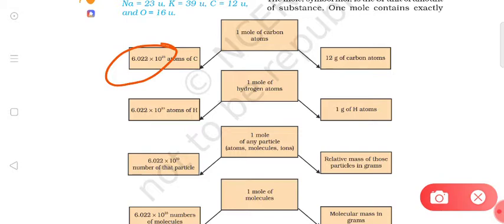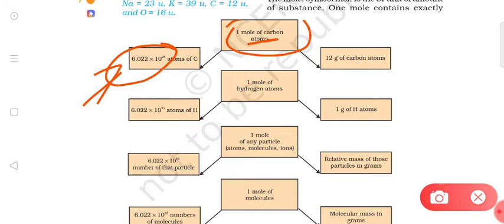So for example, when we are talking about 1 mole of carbon, right, then it means 1 mole of carbon atoms, because carbon exists in the form of atoms. And this amount, 1 mole amount of carbon, will contain 6.022 into 10 to the power 23 atoms of carbon.